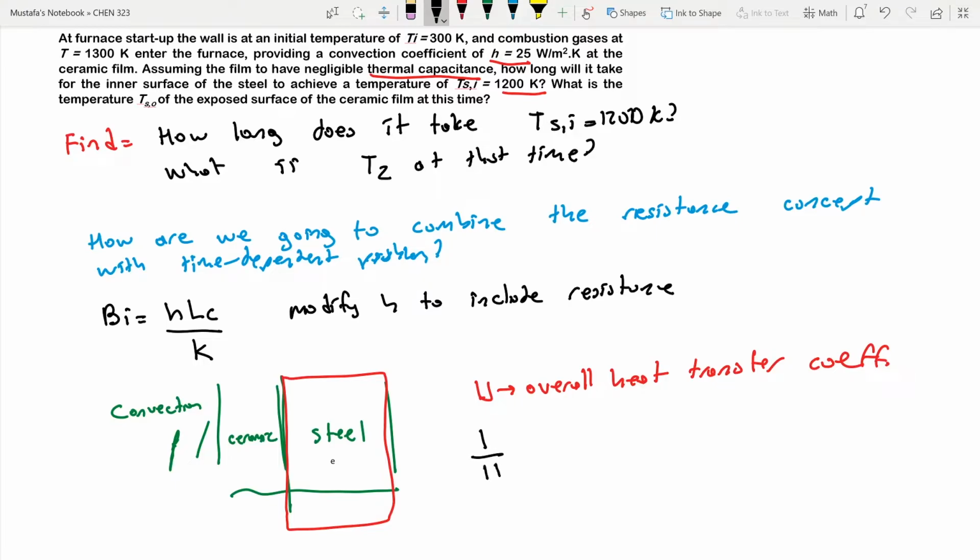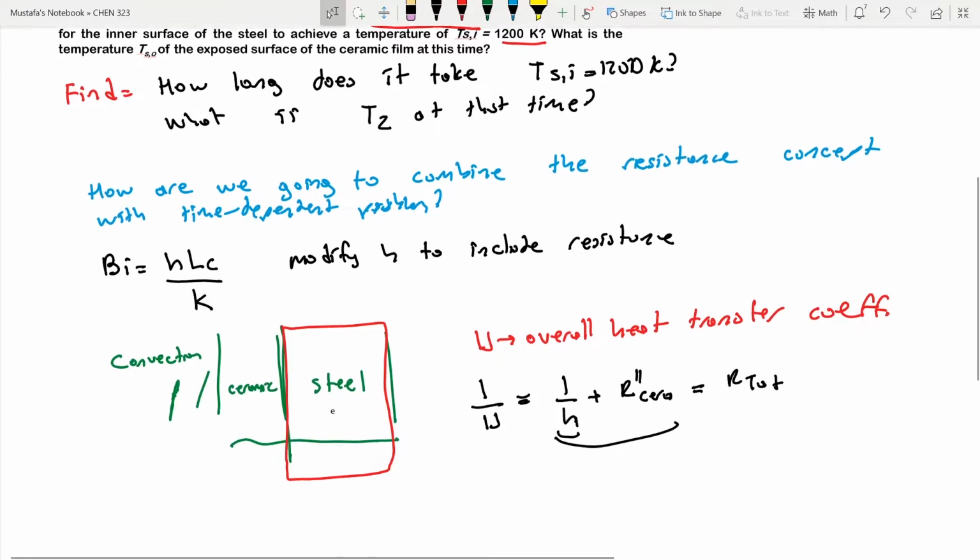So 1 over U is equal to 1 over H plus R_ceramic. So this is the equality. So we have two resistances: convective resistance per unit area, and contact resistance between the ceramic and steel. So the total resistance is R_total. So 1 over R_total is the overall heat transfer coefficient.